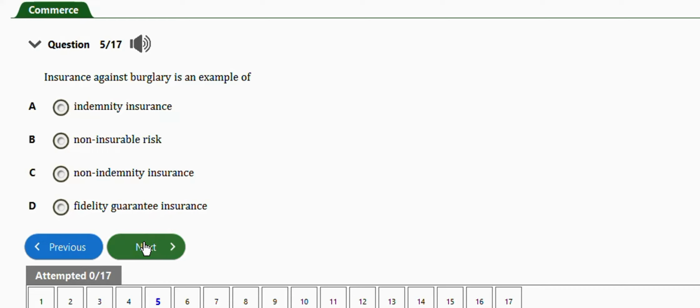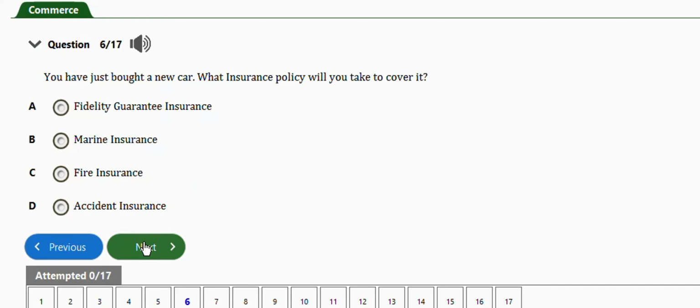Okay. Next question is this one. You have just bought a new car. What insurance policy will you take to cover it? We have fidelity guarantee insurance, marine insurance, fire insurance, accident insurance. So the right answer is option D, which is accident insurance. Next question is this one. The right answer here is option C, which is accident insurance.